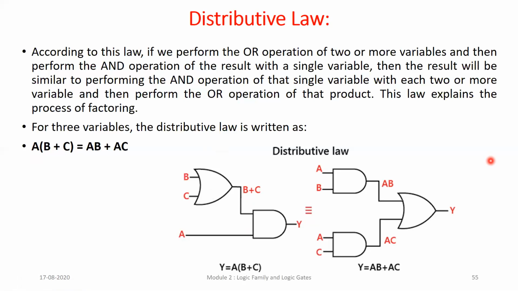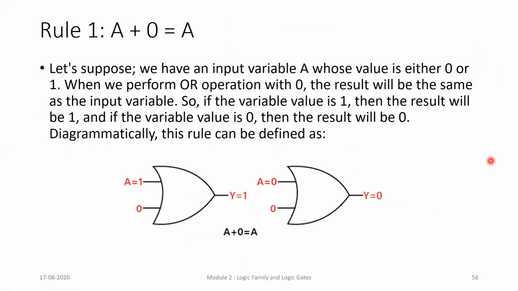Now see, there is no need to draw anything. I'm just covering it. These 12 rules were there. A plus 0 is A. Suppose this means an ORing operation. I just wanted to show, no need to write. So it is an ORing operation.